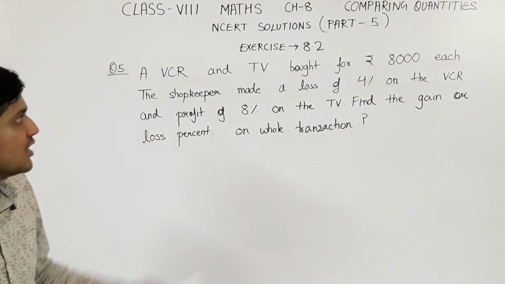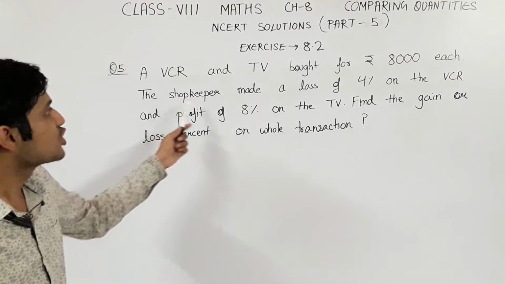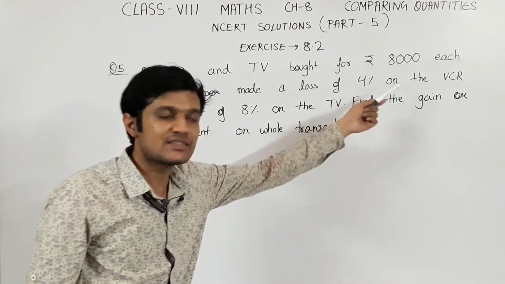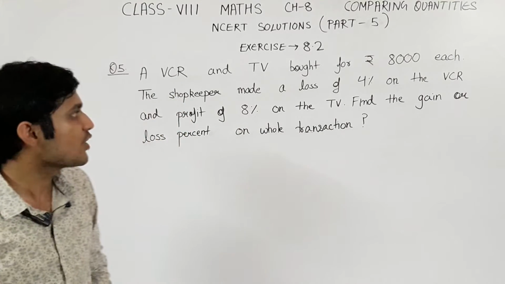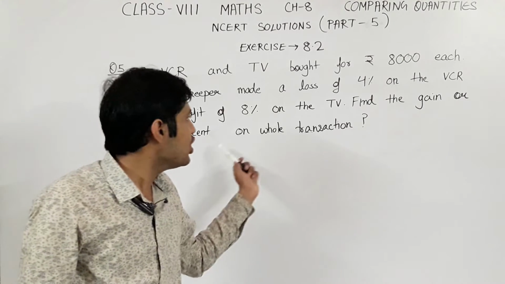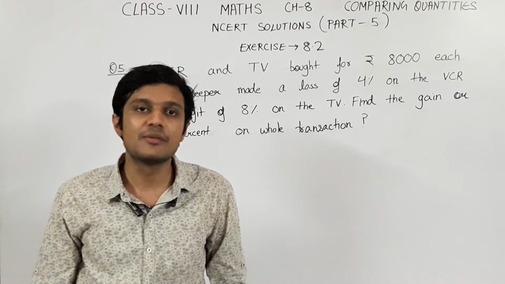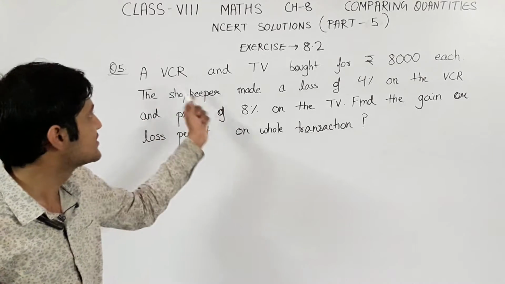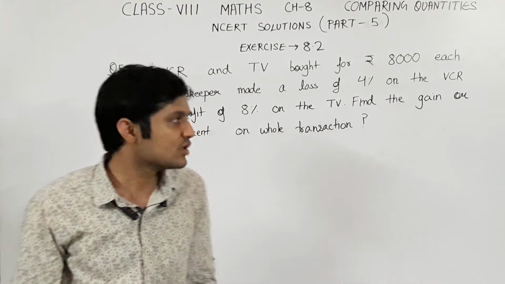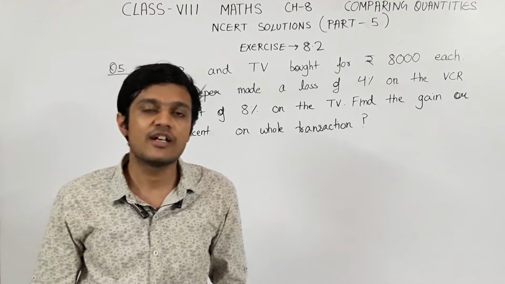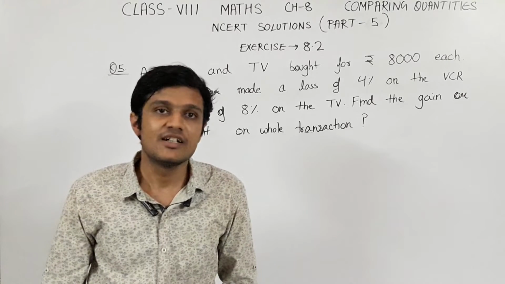Next question. A VCR and TV bought for rupees 8000 each. The shopkeeper made a loss of 4% on the VCR and a profit of 8% on the TV. Find the gain or loss percent on whole transaction. So the cost price for the shopkeeper is 8000 for both the things, VCR and TV. He is selling the VCR at 4% loss and TV at a profit of 8%. We have to find the total profit or loss in this transaction.